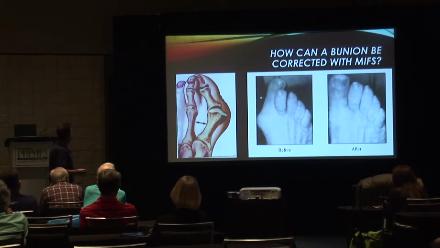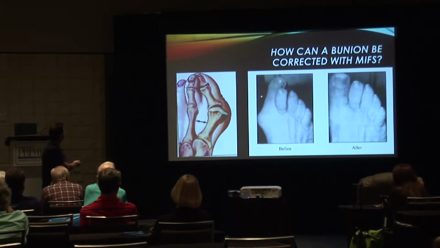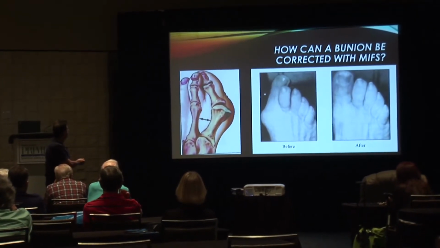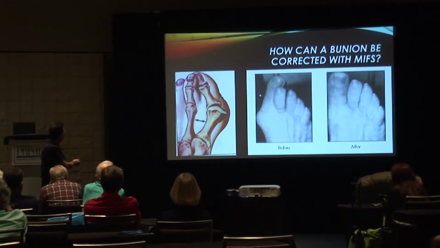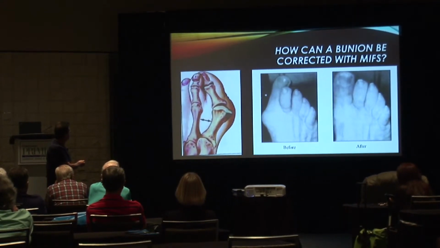The other thing that we have to do in many cases of bunions is address the fact that the big toe is angulated over too far. And the way we do that is we make a second little incision right here, and we make a little wedge or pie-shaped cut, so that by closing the wedge, the big toe will move over.